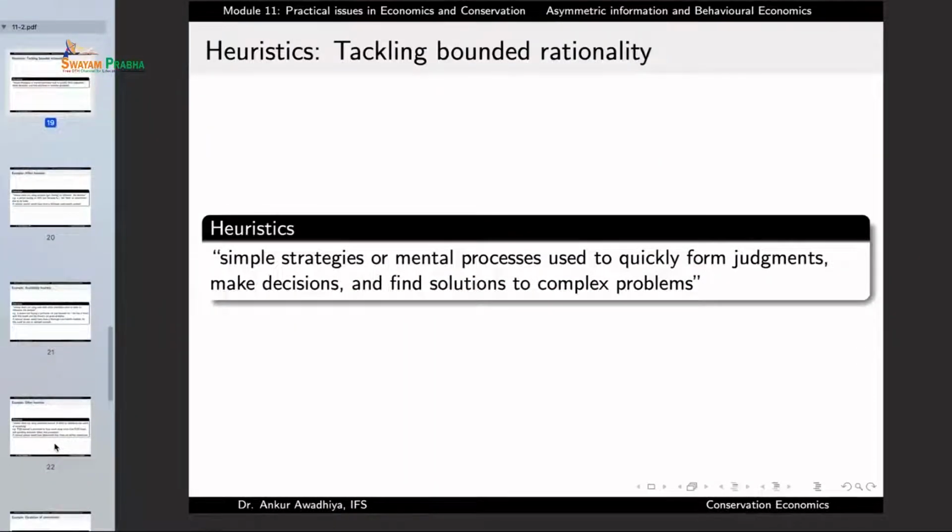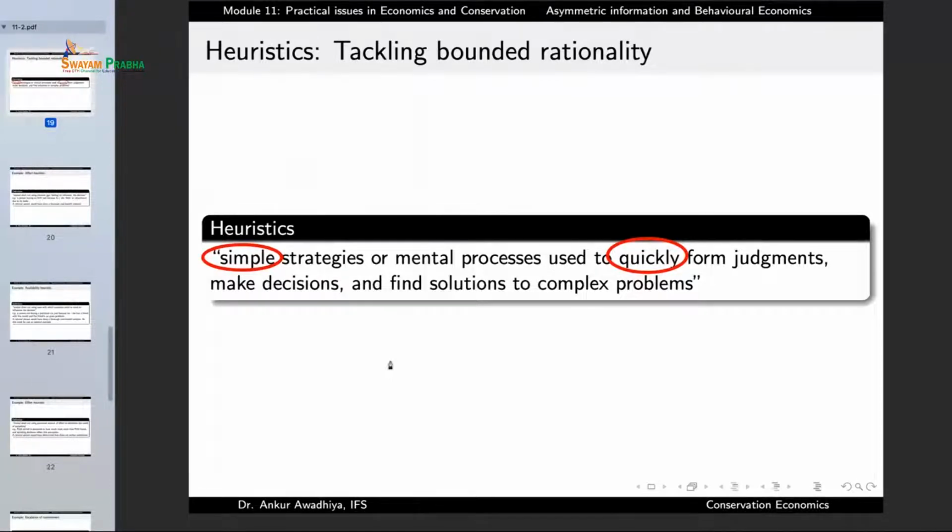And to solve the issue of bounded rationality, people make use of heuristics. Now, heuristics are rules of thumb. They are simple strategies or mental processes. The key point here is simple. A heuristic is something that is simple, that is used to quickly form judgments, make decisions, and find solutions to complex problems.